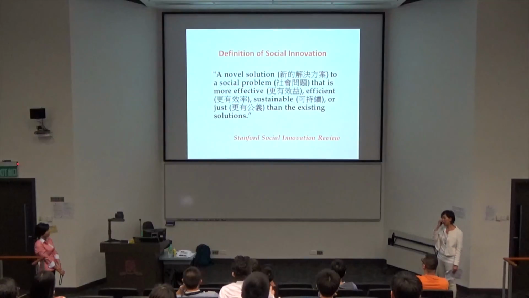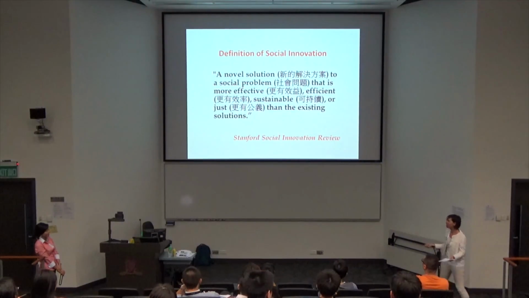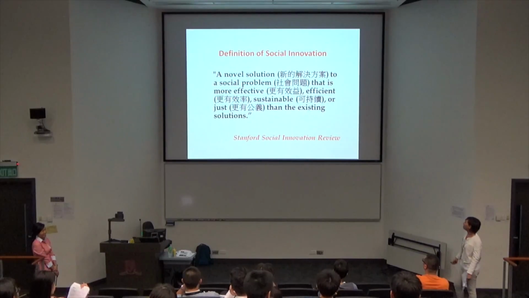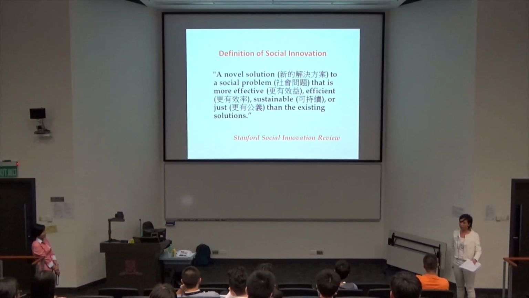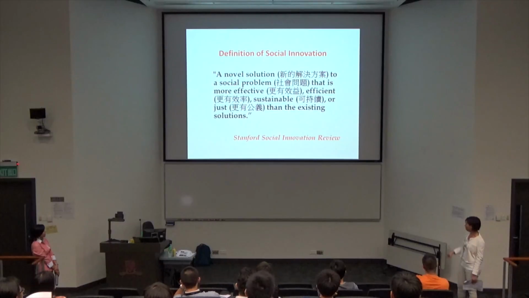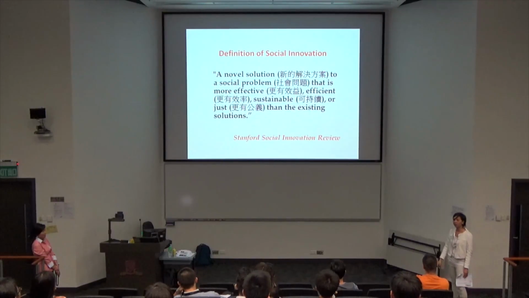Okay, so let me move on. Everybody likes to start everything with definitions, so I'll go into this definition here. If you're here to learn social innovation, Stanford defines it as a novel solution to a social problem that is more effective, efficient, sustainable, or just than the existing solutions. Anybody know what that means? Can I just say, when I read that, I had no idea what it meant.